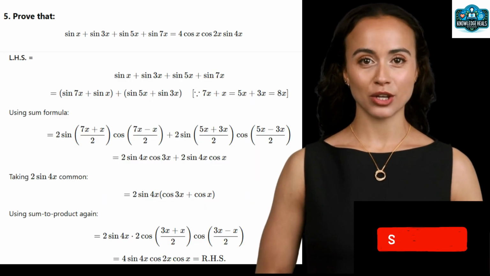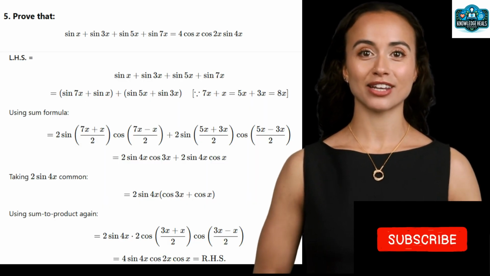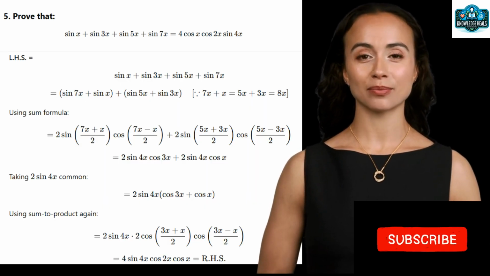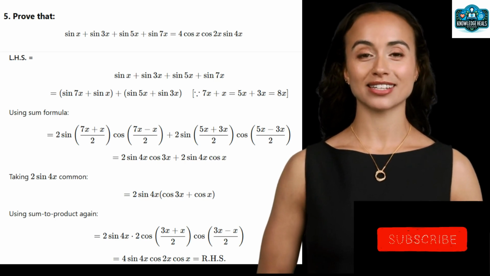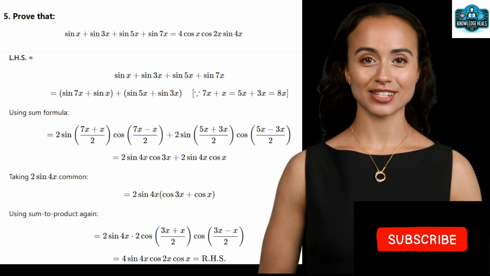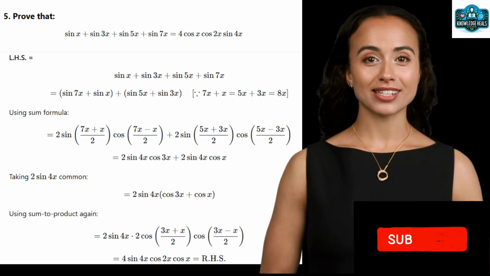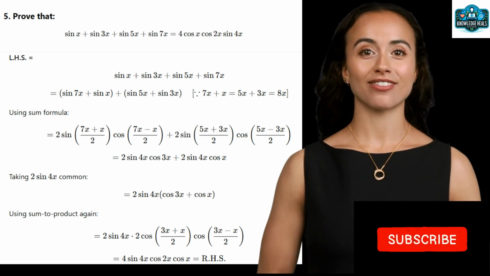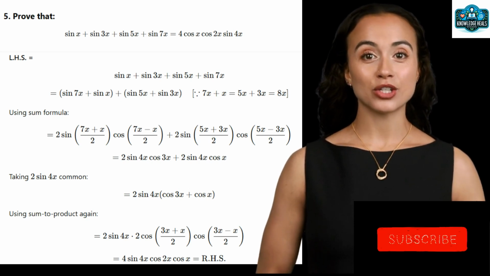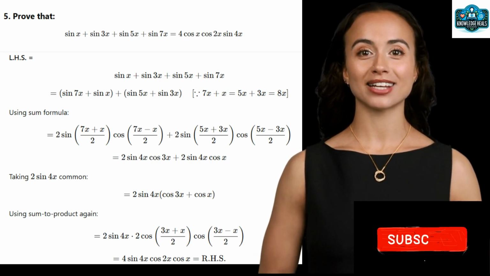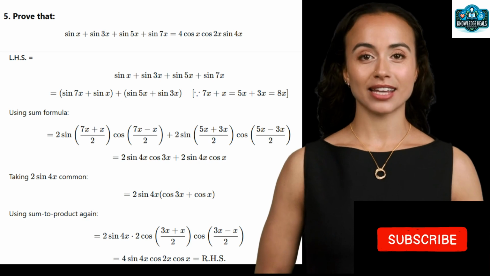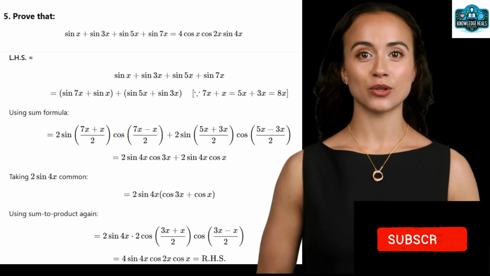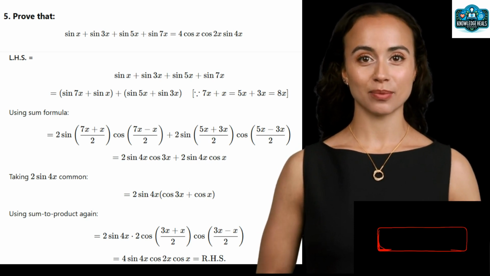Let's focus on our solution, that is sin x plus sin 3x plus sin 5x plus sin 7x, which is equal to sin 7x plus sin x plus sin 5x plus sin 3x. As you can see, we have used some formula in the equation, and we get 2 into sin of (7x plus x) by 2 into cos of (7x minus x) by 2 plus 2 into sin of (5x plus 3x) by 2 into cos of (5x minus 3x) by 2.